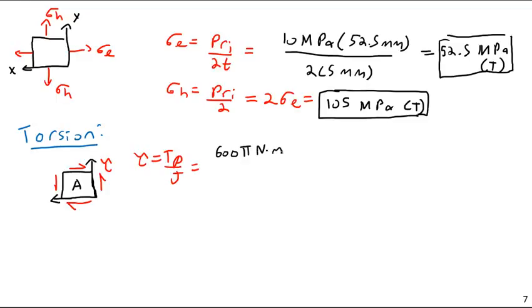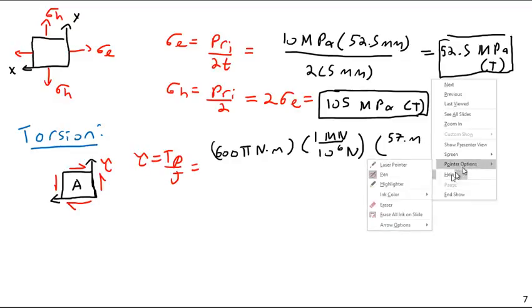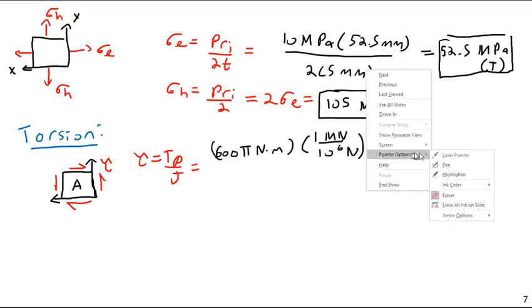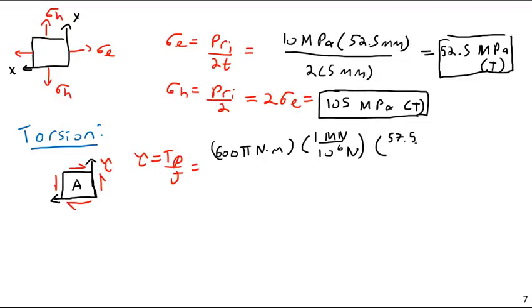pi Newton meters for R torque. However, I will need to do a bit of unit conversion, so I'm going to say 1 meganewton over 10 to the 6 newtons. Okay? Because I want to get all this in megapascals. This is in megapascals, so I want to convert this to megapascals. Times 57.5, 57.5 millimeters per meter, or 57.5 millimeters.